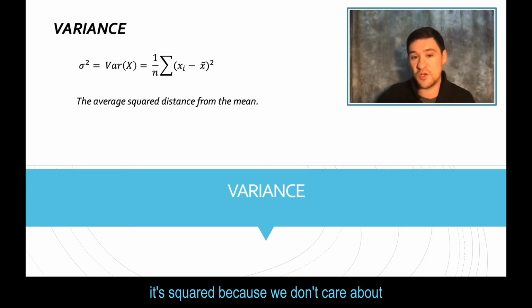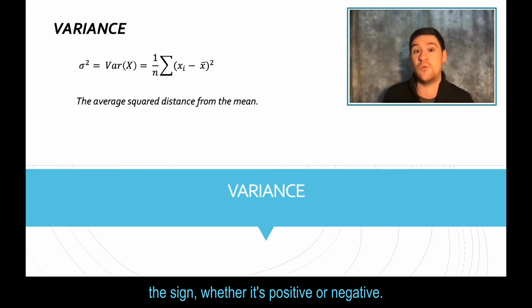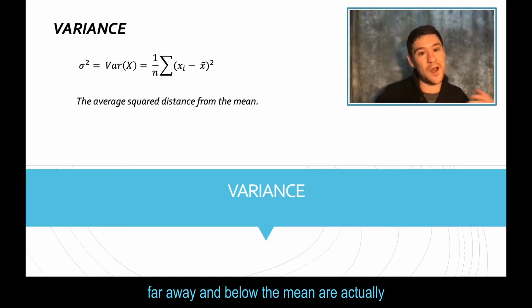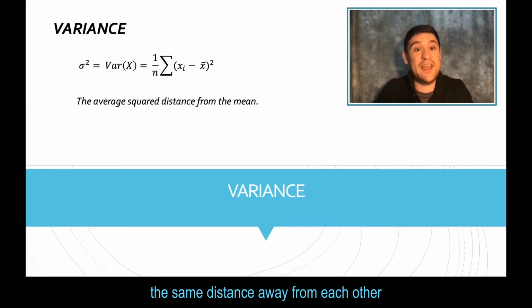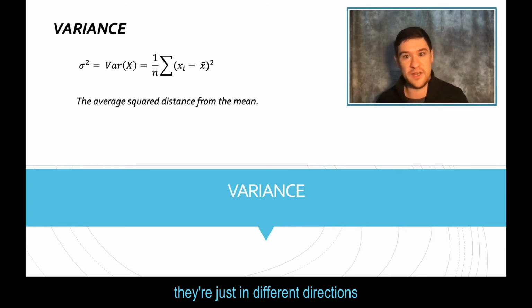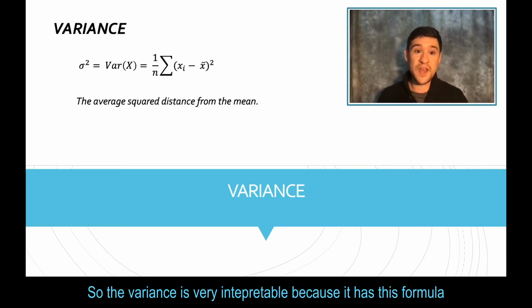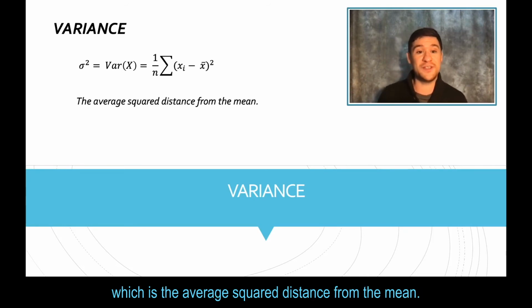It's squared because we don't care about the sign, whether it's positive or negative. Being far away and above the mean and being far away and below the mean are actually the same distance away from each other. They're just in different directions and we don't care about the direction. So the variance is very interpretable because it has this formula which is the average squared distance from the mean.